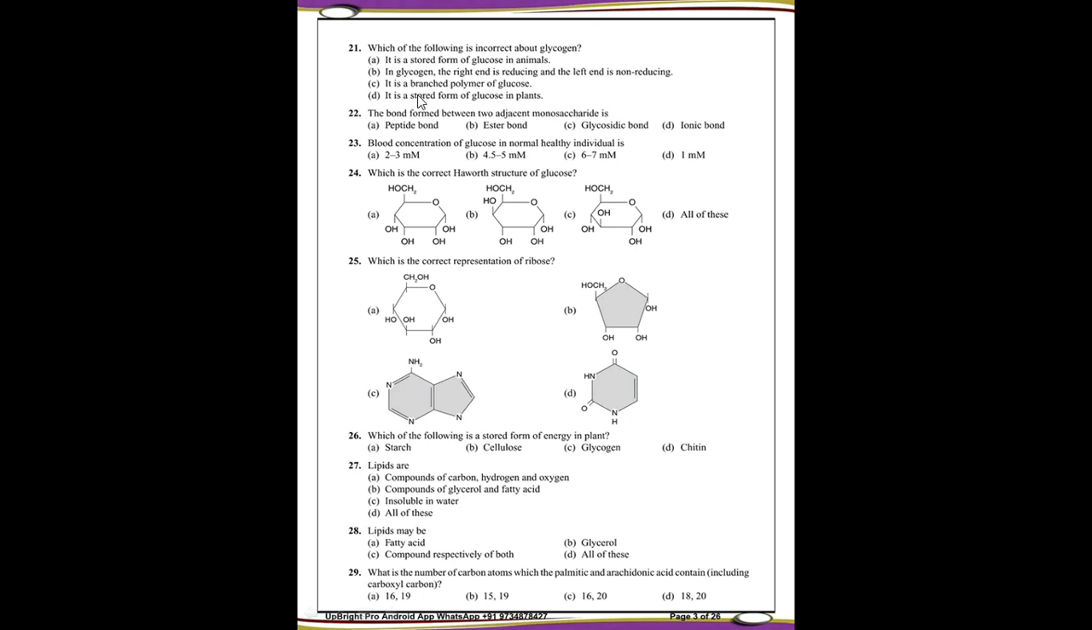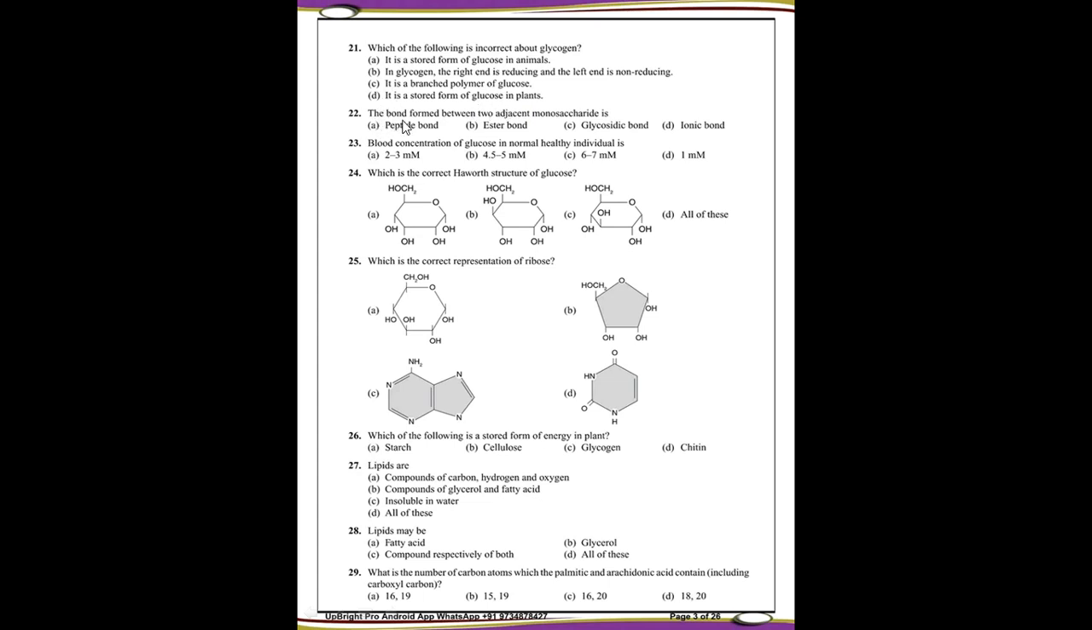Because glycogen is a stored form of glucose in animals. The right end is the reducing end, of course, because it has the free carbonyl group there, and the left end is the non-reducing end. It is a branched polymer of glucose, of course, but it is not a stored form of glucose in plants. Starch is rather the stored form of glucose in plants, so let's take note of that. The answer of 21 is D.